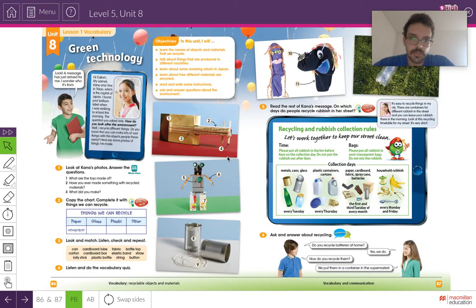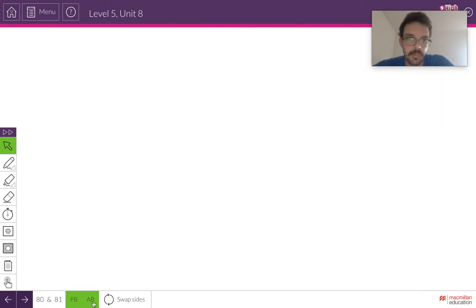And we can look at things that we can recycle. So you remember the materials here, okay? Other things that we have here. All right, so if you don't remember, go back and look in your pupil's book, all right?